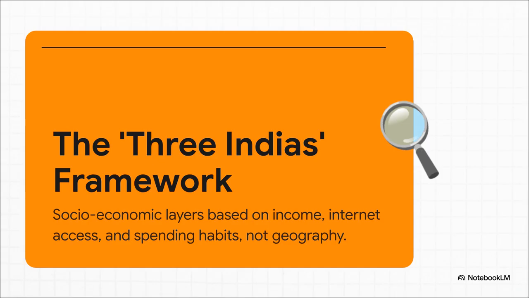Okay, so if it's not one big market, how in the world do we make sense of it? Well, that's where this idea of the three Indias framework comes in. And here's the most important part. This has nothing to do with geography. We're not talking North India, South India, nope. This is about looking at the population in three different layers based on their income, how they use the internet, and what they spend their money on.